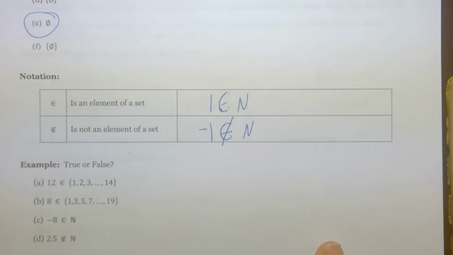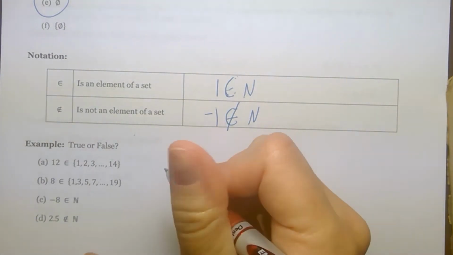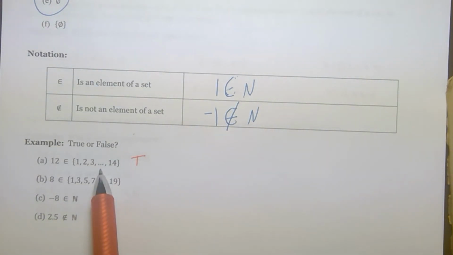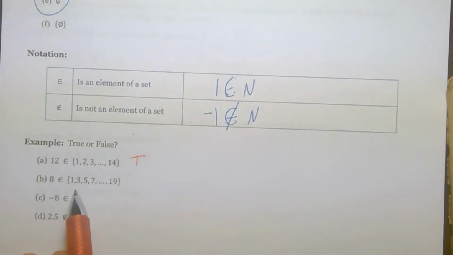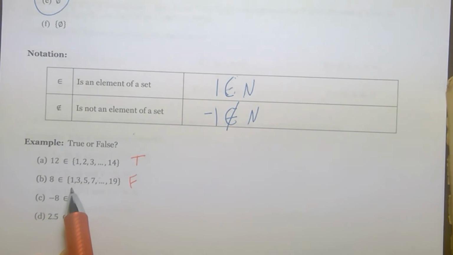A through D, answer true or false. Is 12 an element of that set? That's true, because it would fit where that ellipsis goes. B, 8 is an element of this set. What do you think? This one is false, because if you look at the elements listed, we're only listing odd numbers. 8 is even.